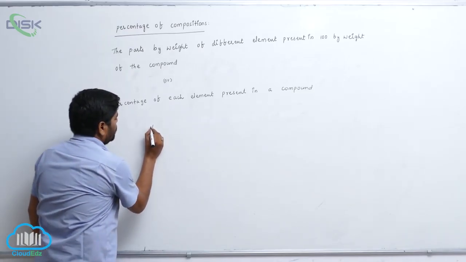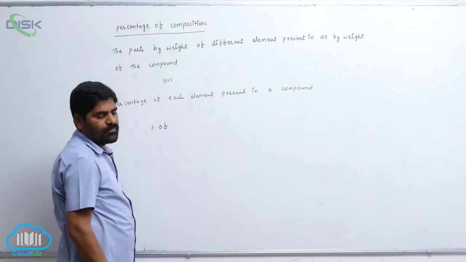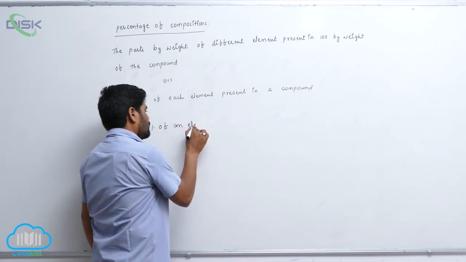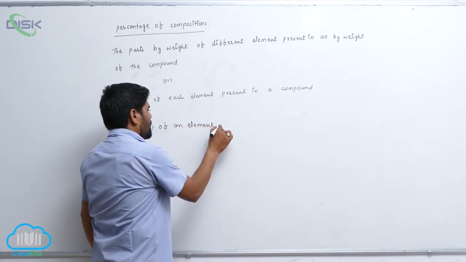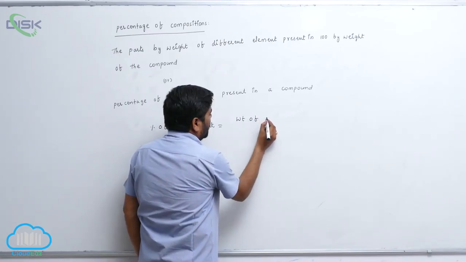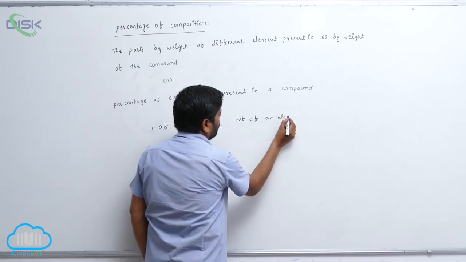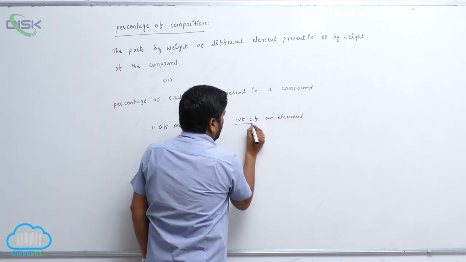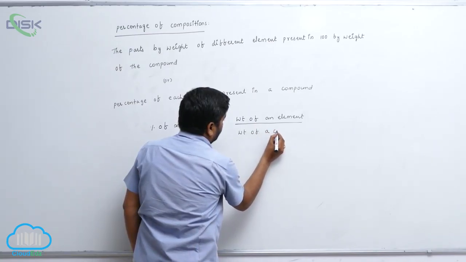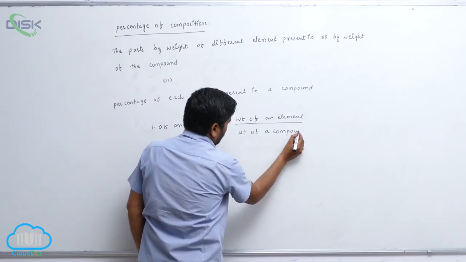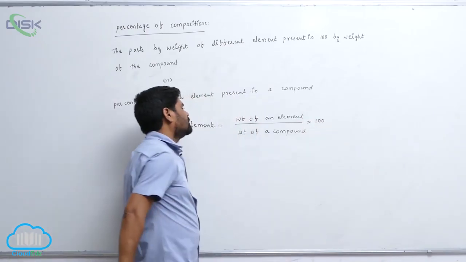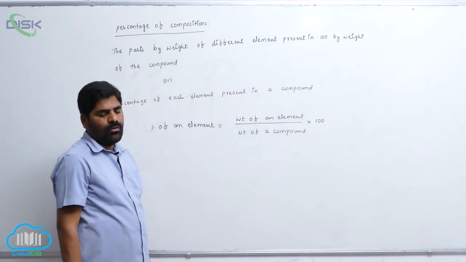Therefore, percentage of an element equals weight of an element by weight of a compound into 100.